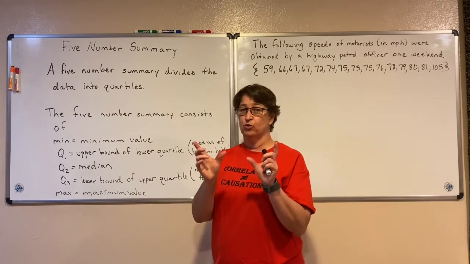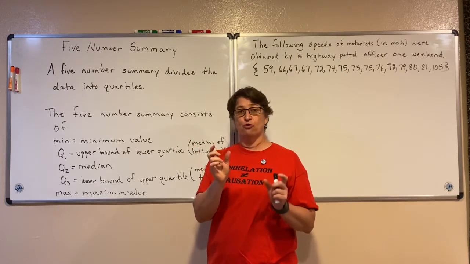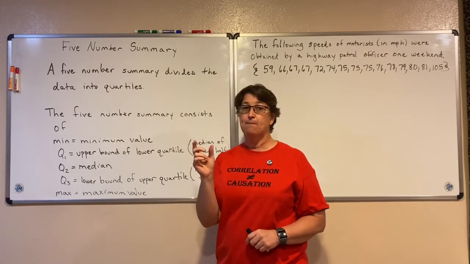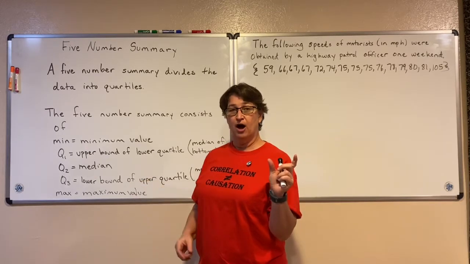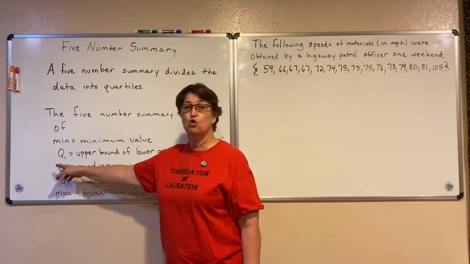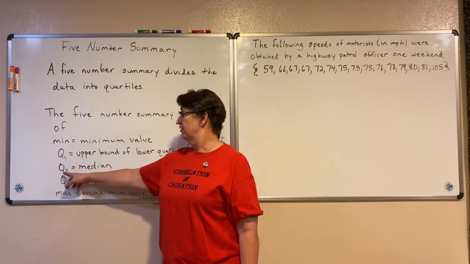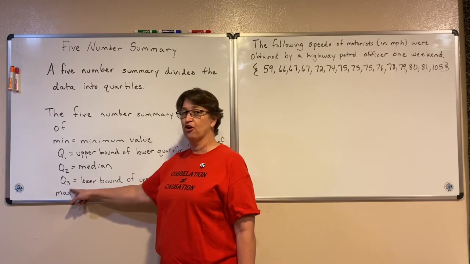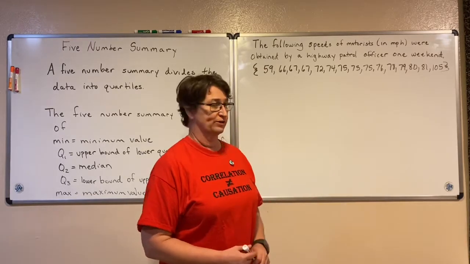Then we're going to take each one of those halves and cut them in half so that we end up with fourths. And this Q1 is going to be the median of that bottom half, and the Q3 is going to be the median of the top half. And that Q just stands for quartile. The upper bound of the first quartile, the upper bound of the second quartile, the upper bound of the third quartile, and then our maximum would be the upper bound of that last quartile.